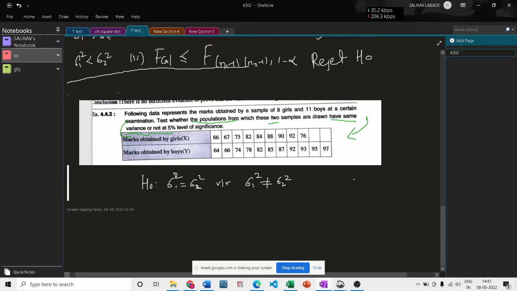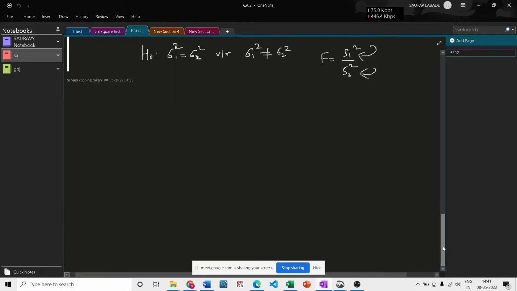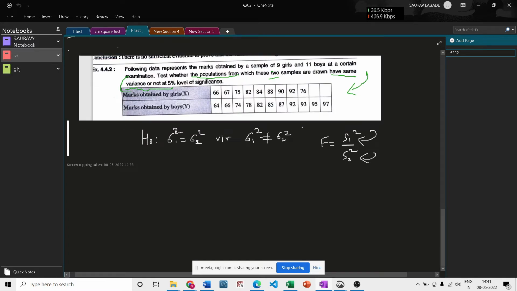Now, what is your test statistic? In this case we know that the test statistic is F equals s1 square upon s2 square, right? To decide the test statistic, I have to find s1 square and s2 square first, and then I will decide the test statistic, which will be your numerator. For finding these s1 square and s2 square values, I am making the calculation simple.